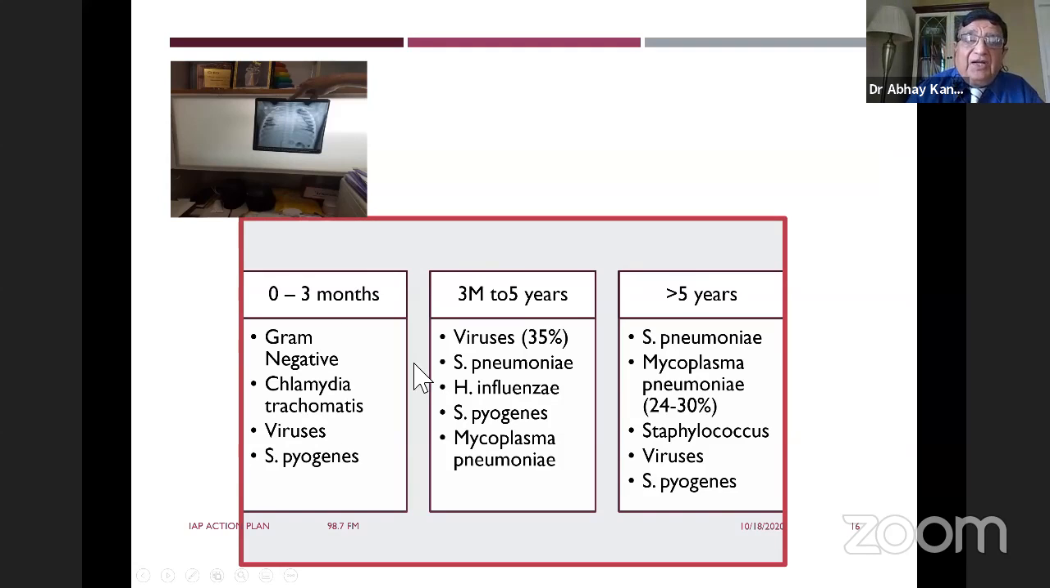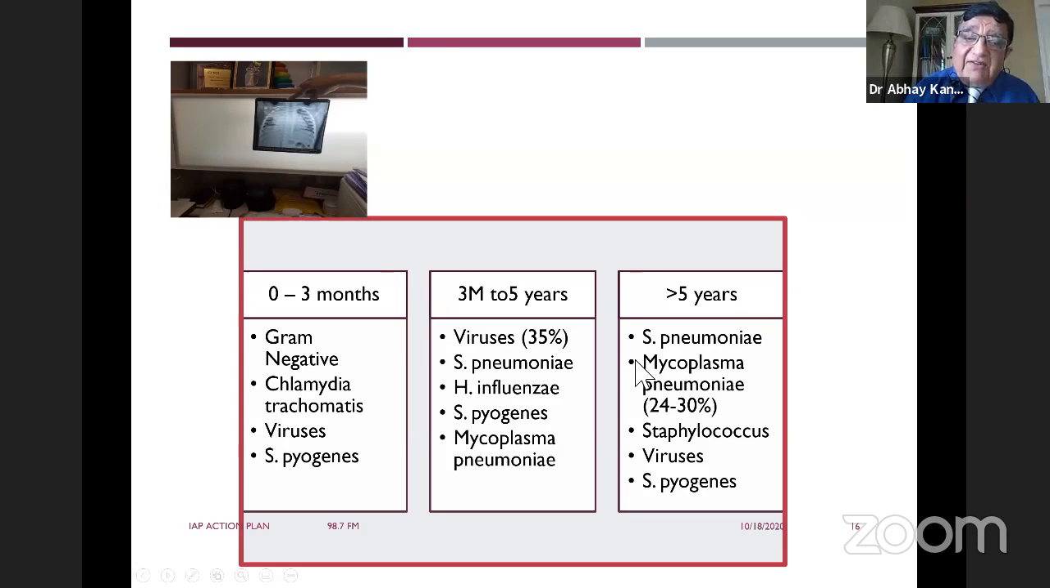If the child is 3 months to 5 years, like in this case, of course, viruses are always there, which constitute about 35% of cases, but other organisms are Streptococcus pneumoniae, HiB, Streptococcus pyogenes, and Mycoplasma. Out of these, the pentavalent vaccine is now available in our national program, so HiB is becoming less and less common. Remember that Mycoplasma pneumoniae can occur even in a child who is less than 5 years of age.